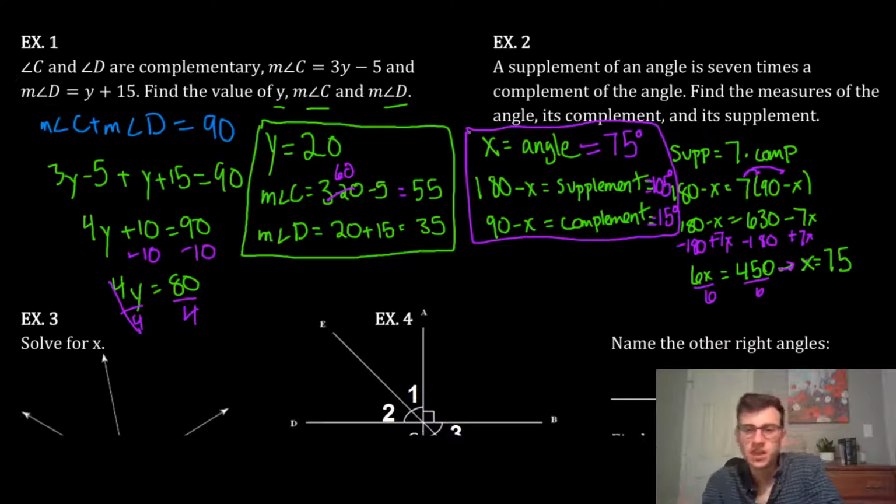And if you wanted to check, what's 15 times 7? Well, 10 times 7 is 70. 5 times 7 is 35. 35 plus 70 is 105. So that checks out pretty well.